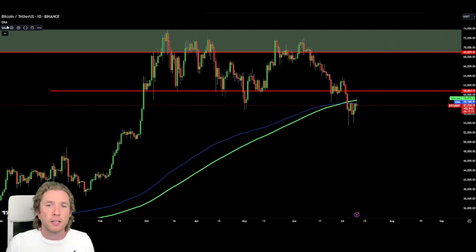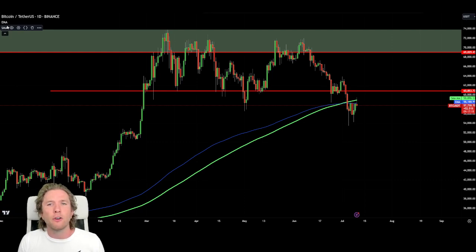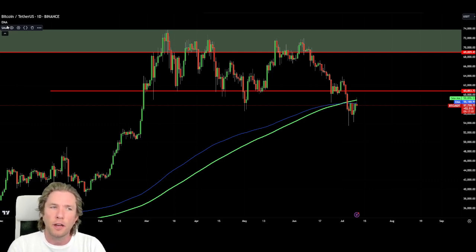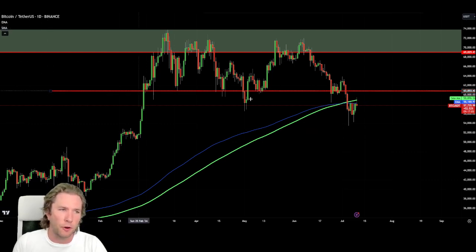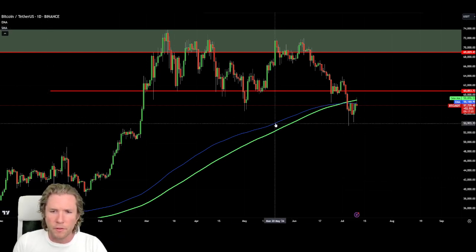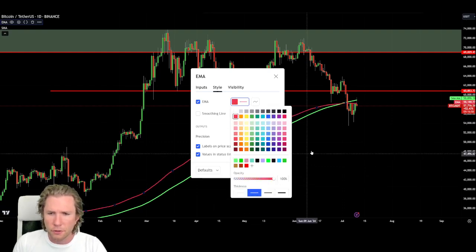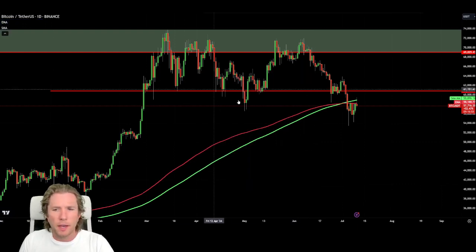Now, why I like to use moving averages is because a lot of algorithms use them in trading strategies, and a lot of high frequency trading algorithms use them. So they're good to use because they're very reactive. We're trading with institutions versus trading against them. That's why I prefer moving averages, because you're basically getting telegraphed information from institutions.